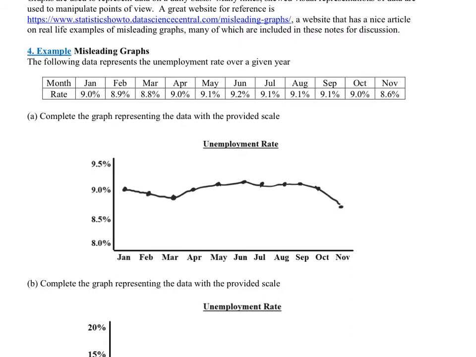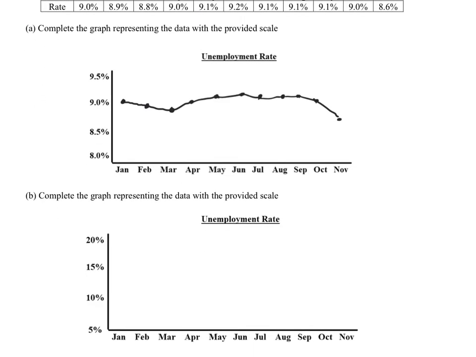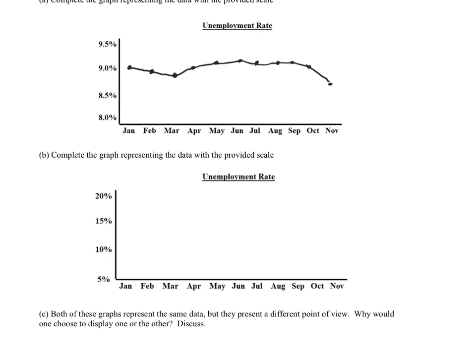I want you to do the exact same data, but on this different scale. Notice, we still have the same classes. The classes are the months. We've labeled each month. Notice the only thing that has changed is my y-axis. So what if I used percentage rates of 5, 10, 15, 20% instead of 8, 8.5, and 9.5? How does that change the visualization of this graph?